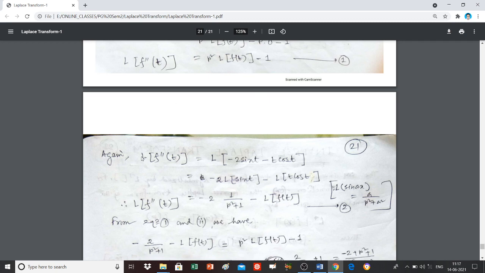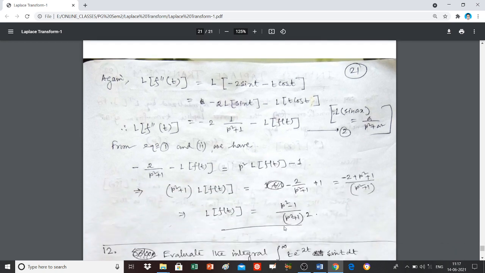The left hand sides are the same, so the right hand sides are also equal. These two terms are equal. So that means minus 2 by p square plus 1 from here, then minus Laplace transform of f(t), that is equal to, from here, p square Laplace transform of f(t) minus 1. Now take the Laplace transform of f(t) to the right hand side, that is p square plus, and then take L of f(t) as a common term, then from here 1 and from here p square.